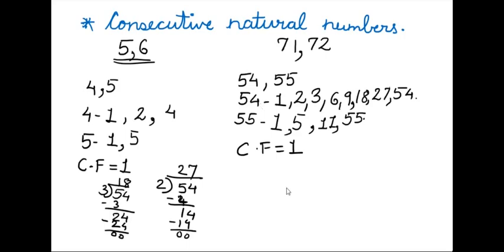So children, always remember, two consecutive natural numbers are always co-prime numbers because they come after each other, no? 54 then comes 55, 4 then comes 5, 5 then comes 6, 71 then comes 72. So they are coming after each other, means difference between both of them is only 1. So common factor in them also will be 1. We have seen through these two examples. So two consecutive natural numbers are always co-prime.